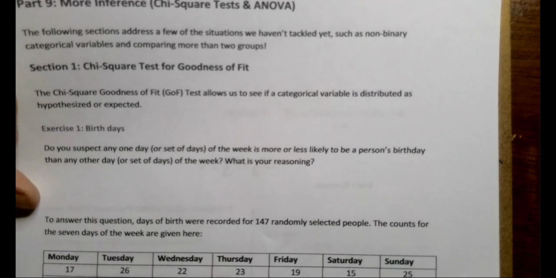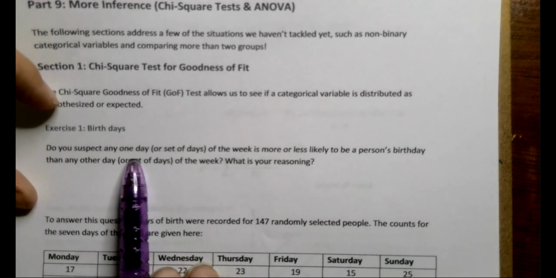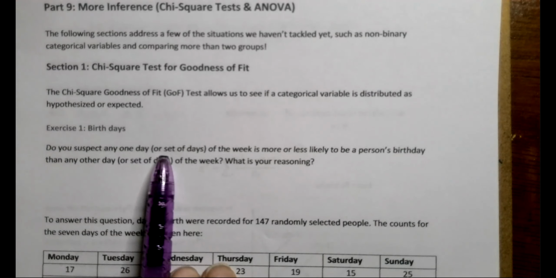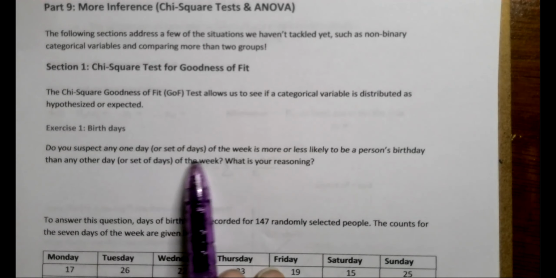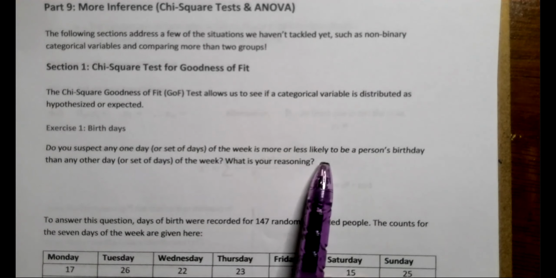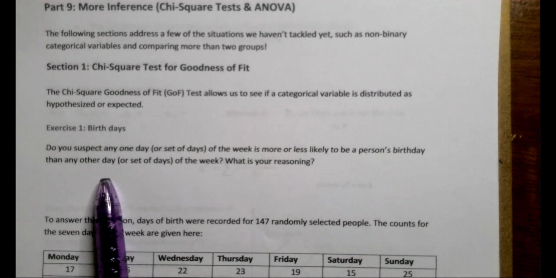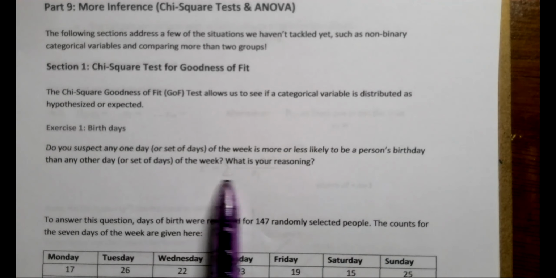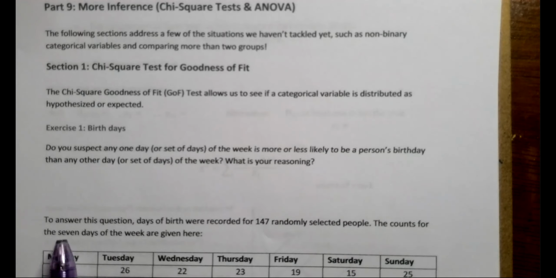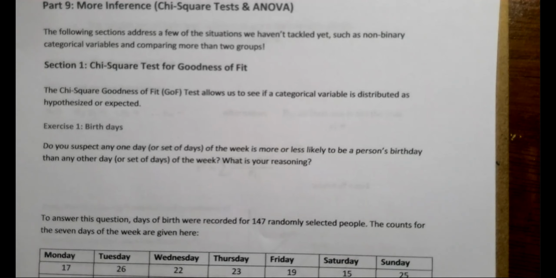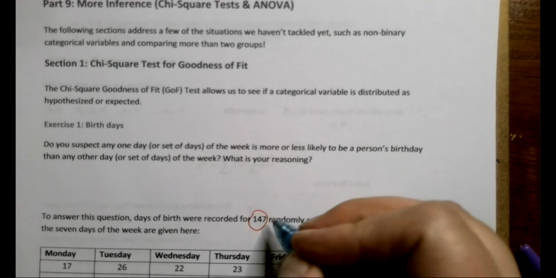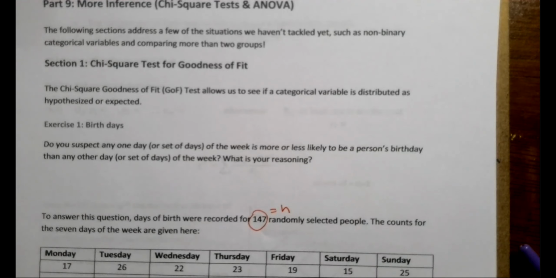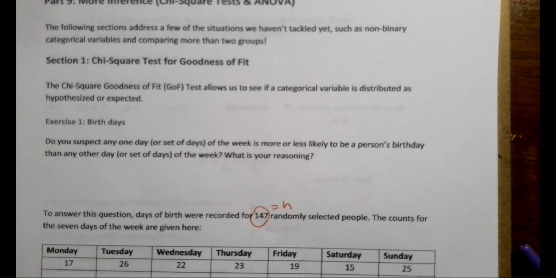Okay, so for example, do you suspect any one day or set of days of the week is more or less likely to be a person's birthday than any other day or set of days of the week? What is your reasoning? To answer this question, days of birth were recorded for 147 randomly selected people. This is going to be important. The counts for the 7 days of the week are given.